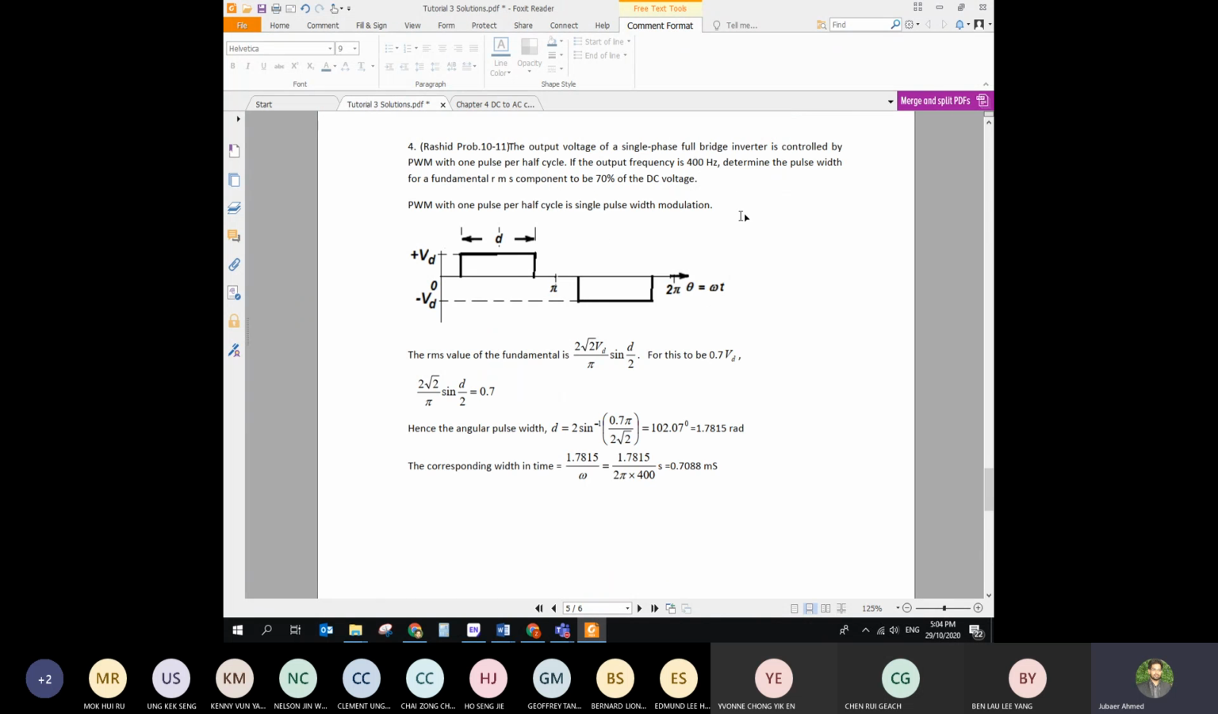Nevertheless, this particular question is very simple, because they say that our pulse width modulator is controlled by one PWM pulse per half cycle. So only the half cycle is being controlled by PWM. Determine the pulse width for the fundamental RMS component. So you have to find the pulse width of this signal to be 70% of the DC voltage. So instead of getting the full VD, you're going to get 0.7 VD at the output.